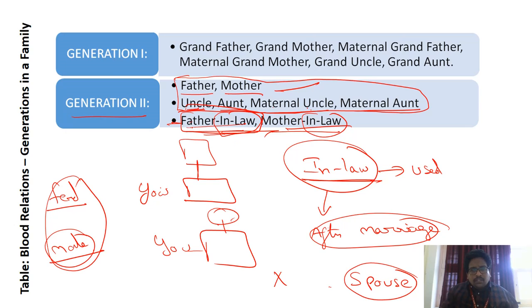Now, father-in-law, as a general definition, is your spouse's father. You might be male or female, doesn't matter. You'll get married to a particular person of the opposite gender, and their father is your father-in-law. Similarly, your spouse's mother is mother-in-law. This is second generation. Clear? So if I break this down, you will get married to a particular person. That person's father is equivalent to your father through marriage, so it is father-in-law. A similar thing applies for mother-in-law. Clear? So that is generation 2.